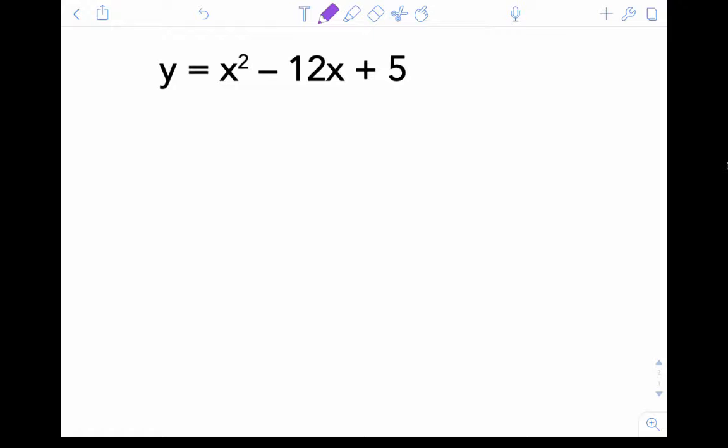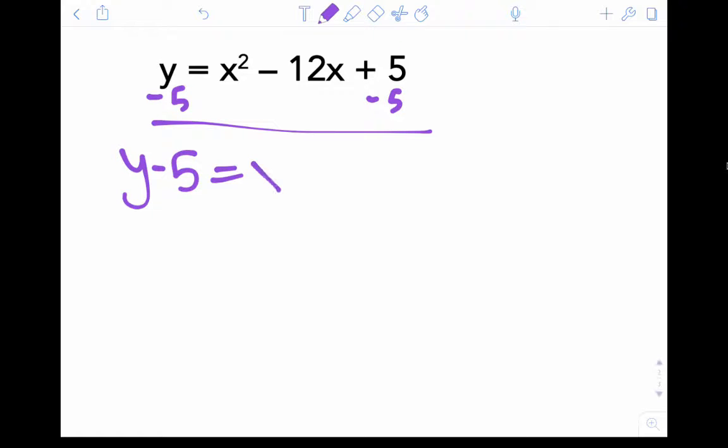So my first step when I do this is I need to move the c value. So I'm going to subtract 5 from both sides. So I have y minus 5 equals x squared minus 12x.